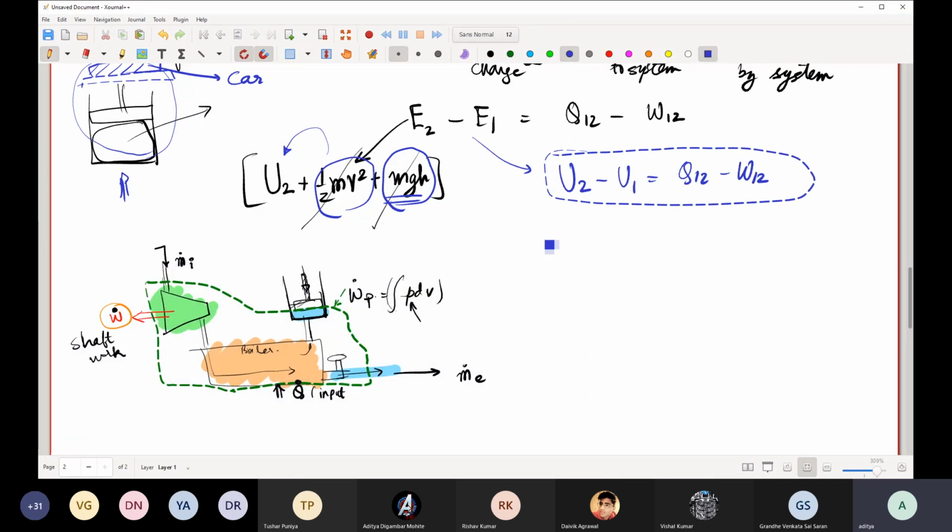So over here we will write that the rate of change of total energy of the control volume, okay, what is this going to be? So this expression is the rate of change of energy of the control volume, the energy contained in the control volume. So what is this going to be equal to?